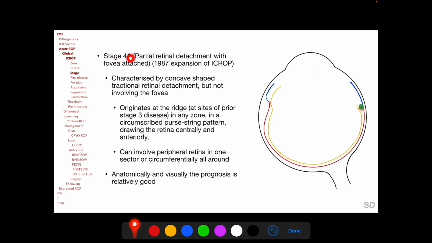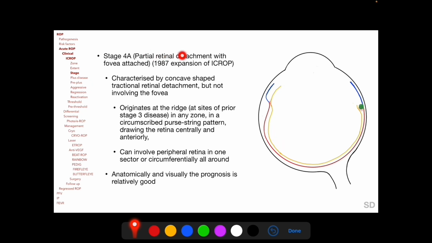Stage 4A ROP describes a partial retinal detachment with an attached fovea, characterized by a concave-shaped tractional retinal detachment not involving the fovea. This tractional retinal detachment originates at the ridge and may occur in any zone in an individual eye with ROP, and the tractional retinal detachment occurs in a circumscribed purse string pattern parallel to the limbus, drawing the retina centrally and anteriorly. This yellow line represents the adherent posterior vitreous cortex.